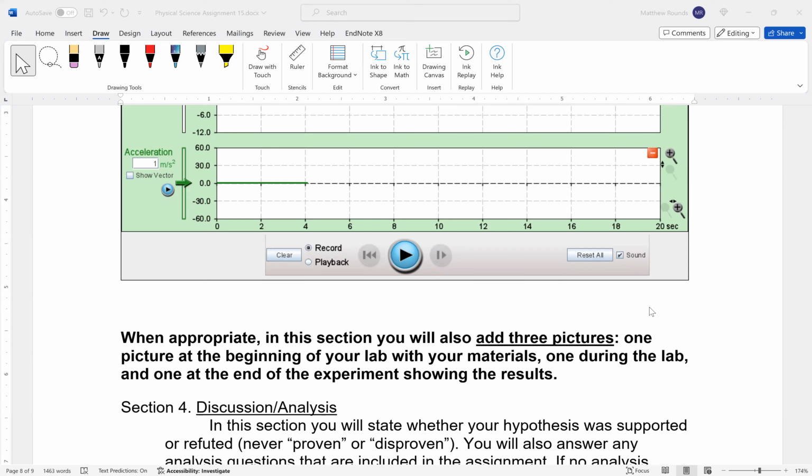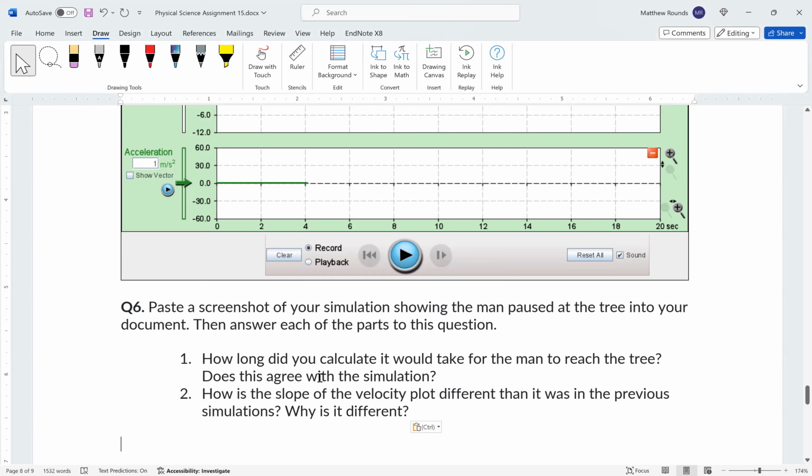This is yet another simulation here. We're going to go back to this. Paste a screenshot of your simulation showing the man paused at the tree into your document, then answer each of the three questions. So here it says, we're starting at the origin. He walks at the speed of 2 meters per second. How long will it take him to get to the tree?